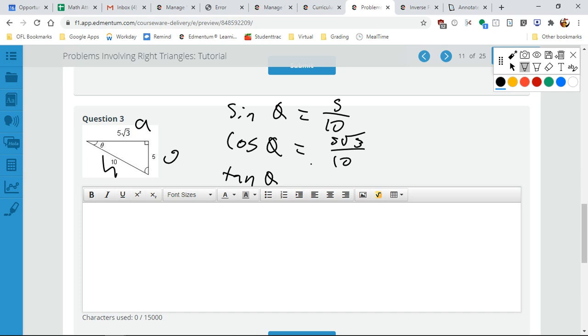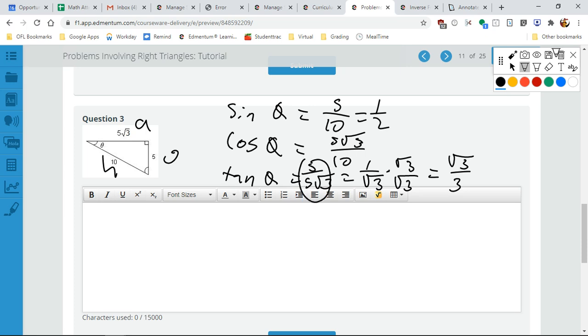And then tangent theta is opposite, so 5 over 5 square root 3. Sometimes Edmentum gets picky and it's like, hey, if you do this, you would end up getting 1 over square root of 3. So you would have to get rid of this by multiplying the top and bottom by square root of 3. And that'll give you square root of 3 over 3. It's picky like that, but then again, I didn't even reduce this to 1/2. So you guys can either leave it like this, or if you want to do it with no radical at the bottom, that's fine.